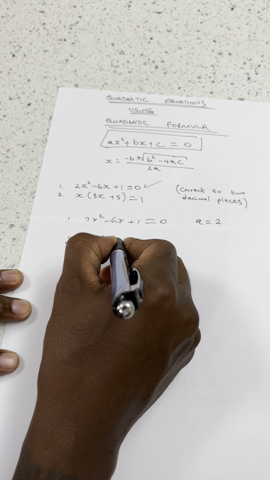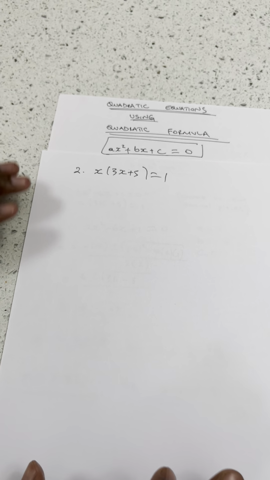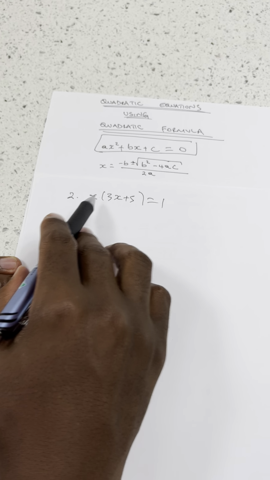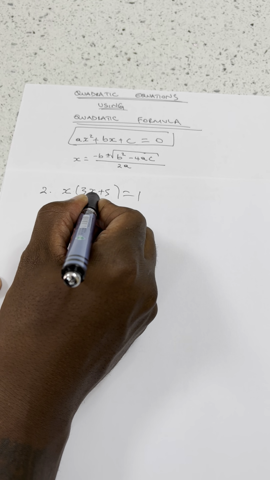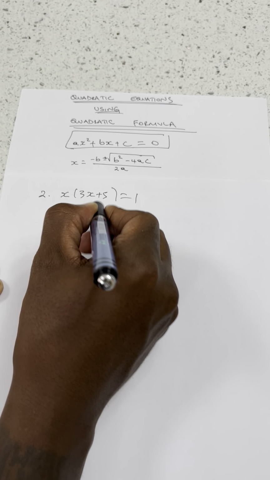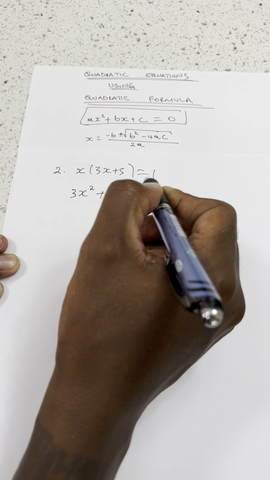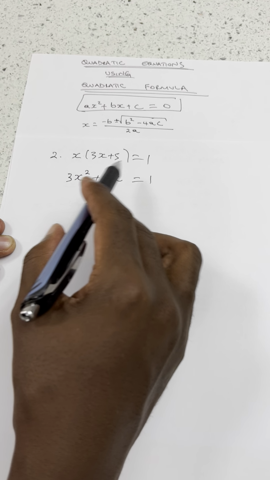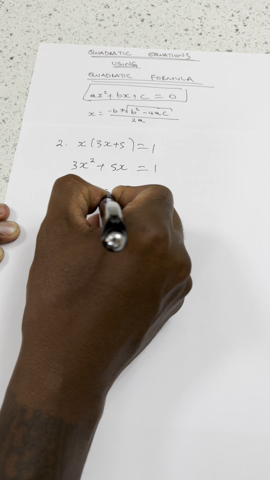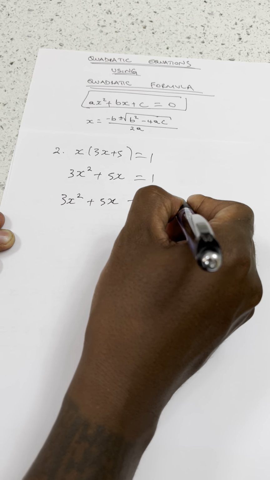x times 3x plus 5 equals 1. We just need to multiply out the bracket. So x multiplied by 3x gives us 3x squared, plus x multiplied by 5 gives us 5x, is equal to 1. Transpose the 1 from the left hand side to the right hand side. We have 3x squared plus 5x minus 1 is equal to 0.